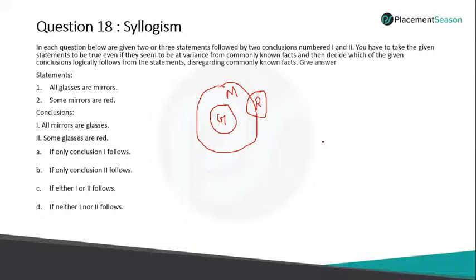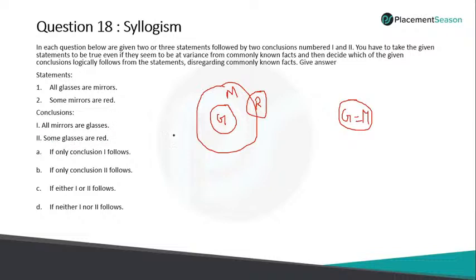In another Venn diagram, it can be true. So I can write all glasses are mirrors, so I can write mirror equal to glasses. In that case, all mirrors will be glasses. So in this Venn diagram, the first conclusion is true, but it is false in the other diagram, right? So it is false. The conclusion should be true in all the Venn diagrams, then only it is true. So this does not follow.